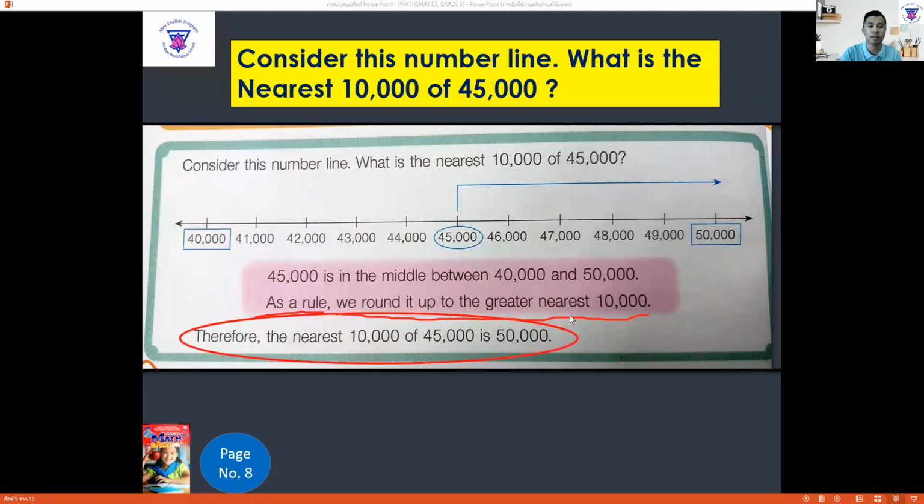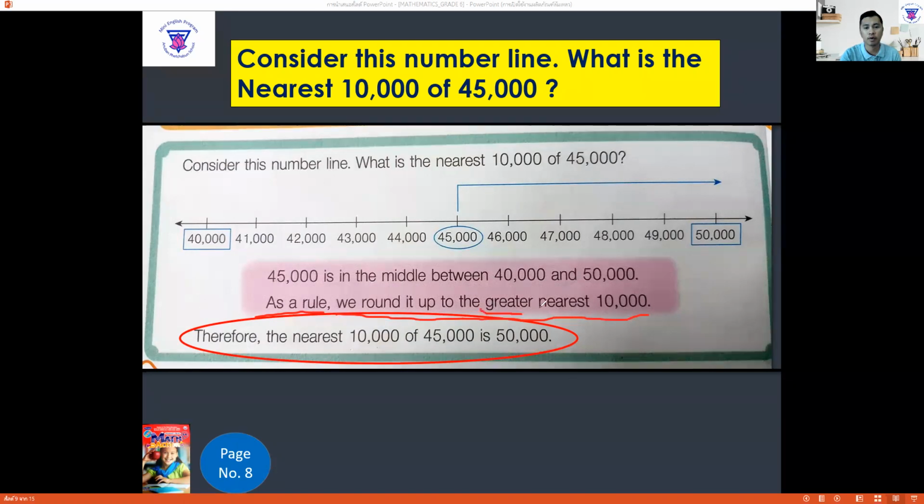Therefore, the nearest 10,000 of 45,000 is 50,000. Okay, the nearest should be taken from, or we will choose, 50,000. Okay, greater, from the word greater. Okay, it's greater.